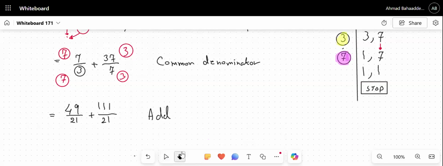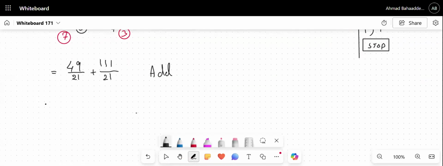After that, we go down a little bit and we keep the denominator as it is. We don't ever change the denominator. And then we have 49 plus 111. So the answer is going to have a denominator of 21, and then we just add the top. 9 plus 1 is going to be 10, carry 1. 4 plus 1 is 5 plus 1 is going to be 6, and that's going to be 1. So 160 over 21. If there is any simplification, we can do that.